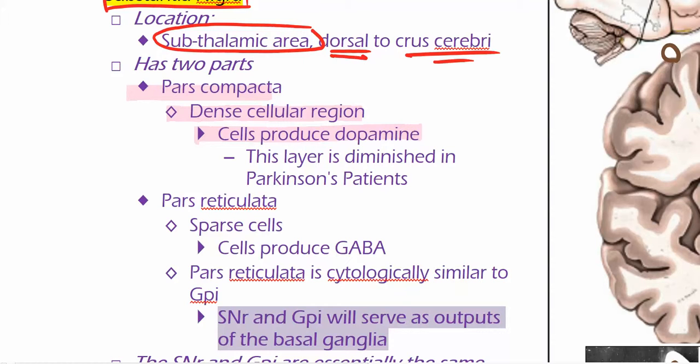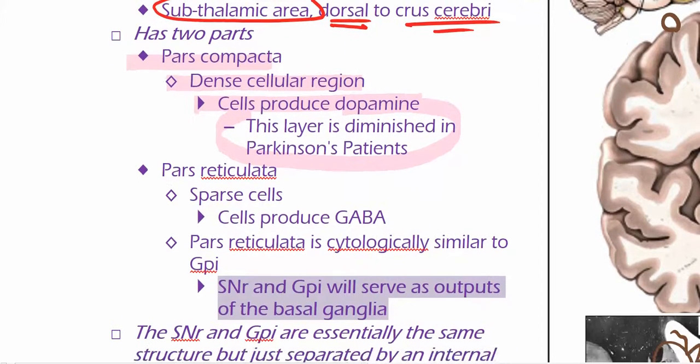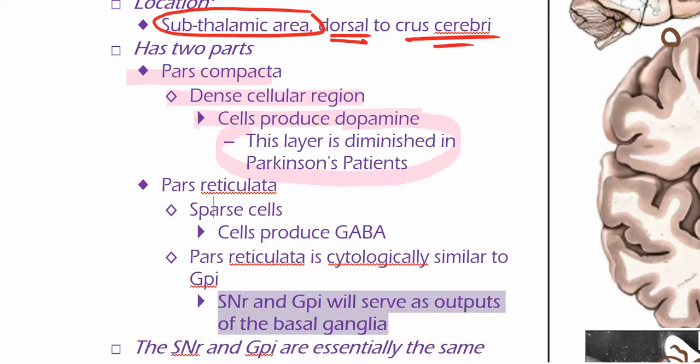All right. So this layer is diminished in people with Parkinson's, or patients with Parkinson's. So if this layer is diminished in people with Parkinson's, then what won't they produce enough of? Dopamine. That's right, it won't produce enough dopamine.